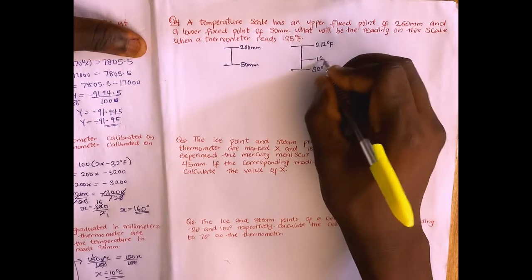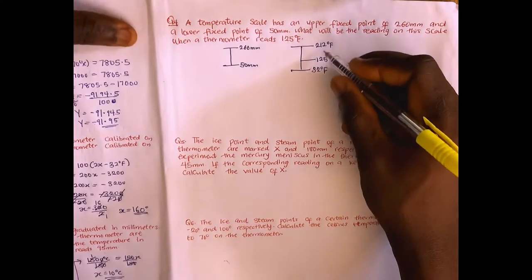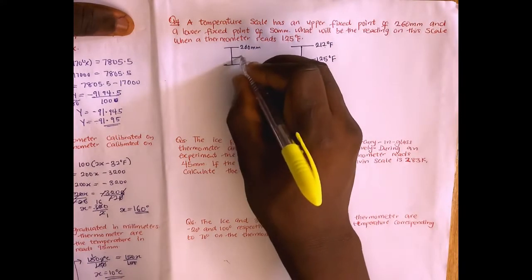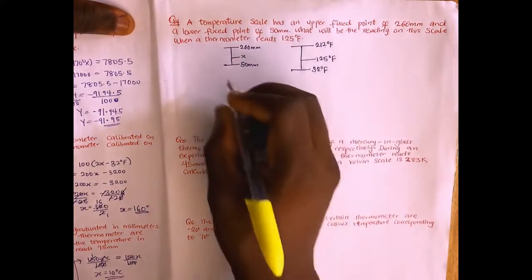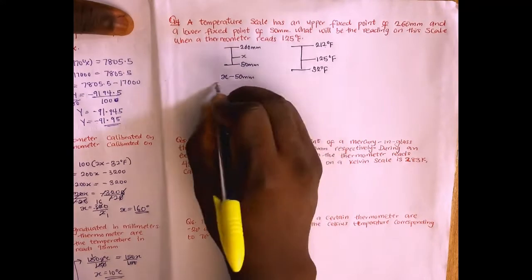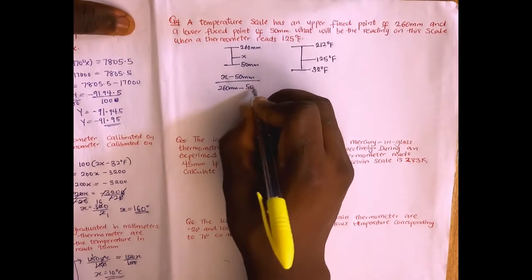Let's say this one is 125 degrees Fahrenheit, because it is larger than 32 and also less than 212. So it should be at the middle. Then this will be our X if you have to compare it. Then let's go ahead. That's X minus 50 mm divided by 260 mm minus 50 mm, right?